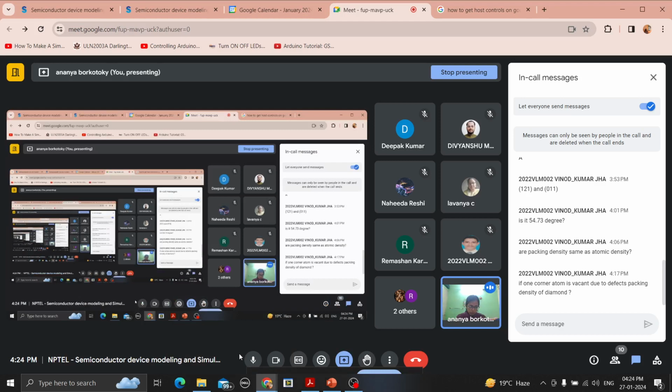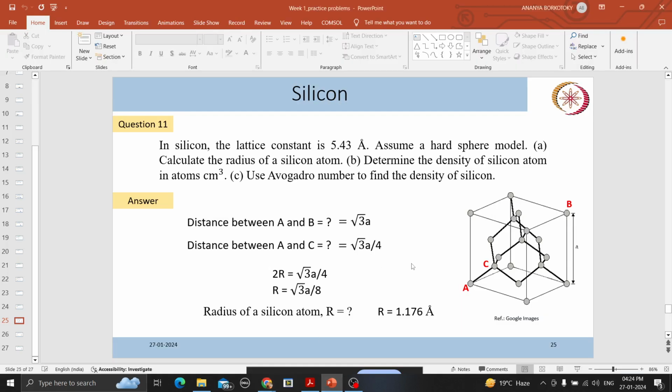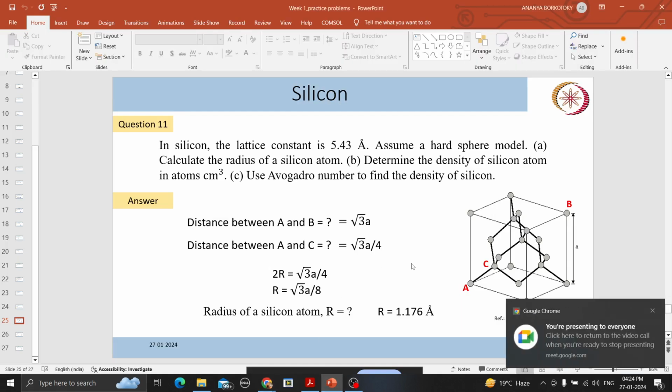If one corner atom is vacant due to a defect, what is the packing density of diamond? If one corner atom is vacant, then to calculate the number of atoms in one unit cell, we will consider 1/8 into 7, right? That is how you will calculate. I'll discuss that first. Let me know if you already got the answer.